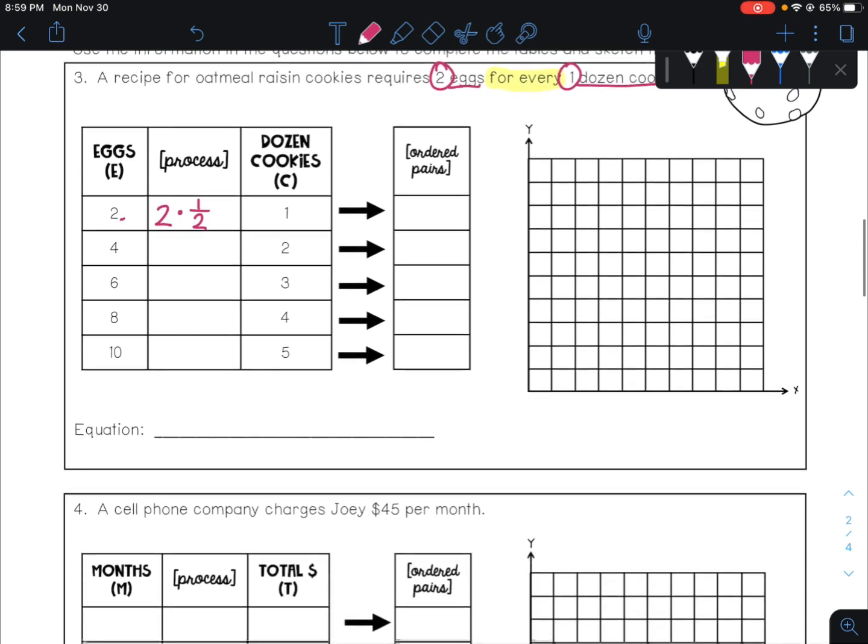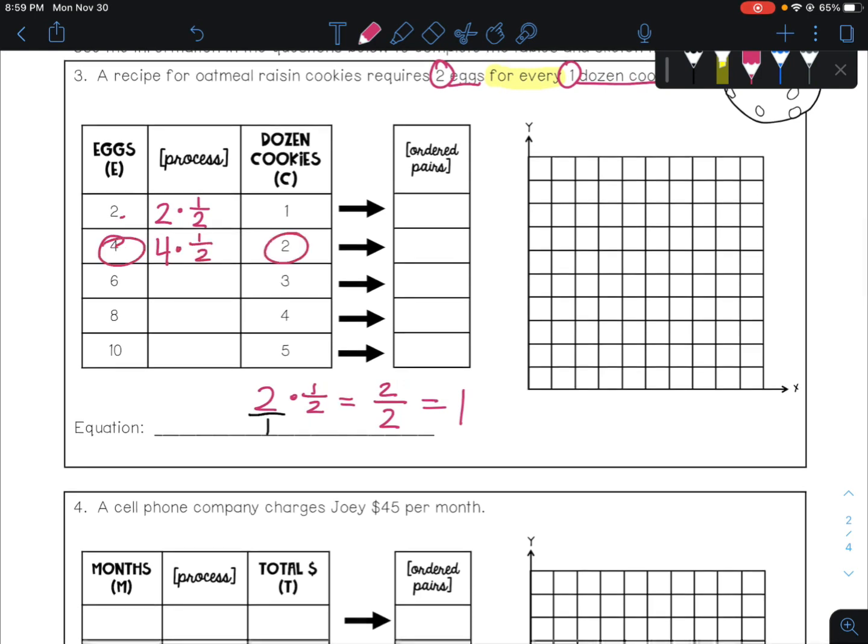In case you don't believe me, I'll write it right here. 2 times 1/2. Remember, you can fill in the 1 underneath, multiply the tops, multiply the bottoms. That's just equal to 1. So now do all of these times 1/2, because if I want to get from a 4 down to a 2, I have to cut it in half. 6 times 1/2, half of 6 is 3, perfect.